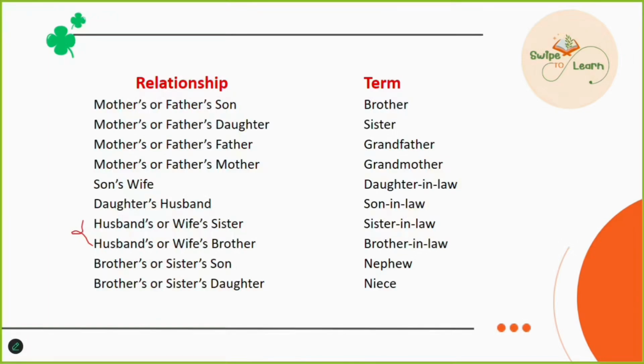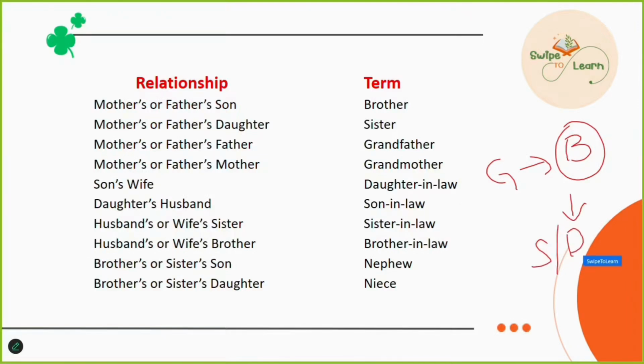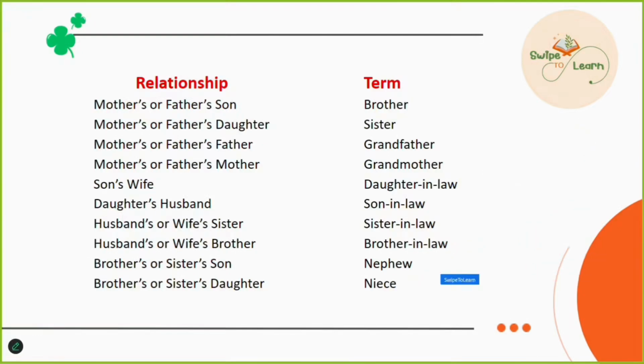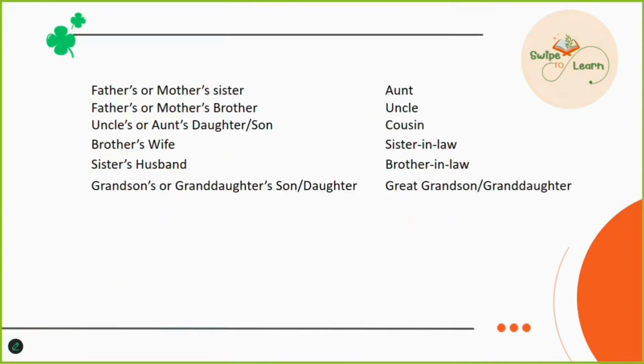Similarly, if he has a brother, he will be called your brother-in-law. Okay, now, brother's or sister's son. You have a brother. You're a girl and you have a brother. That brother has a son or a daughter. Then these two will be related to you in a way that your brother's son would be your nephew, whereas your brother's daughter will be your niece. Okay, these two, you just remember: your brother's son would be your nephew, whereas your brother's daughter would be your niece.